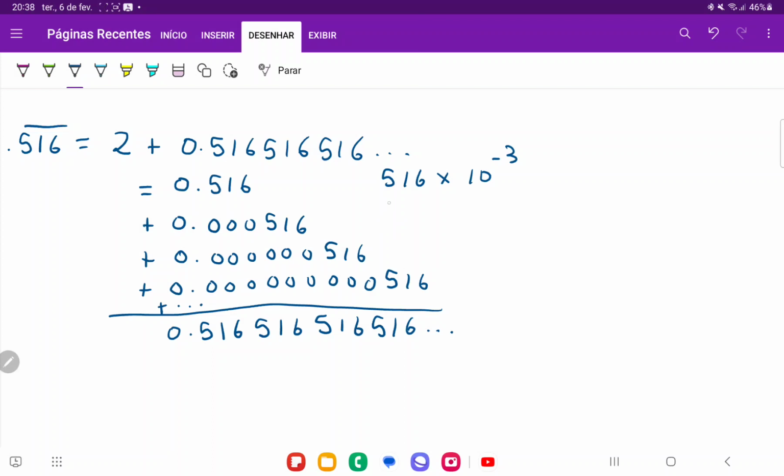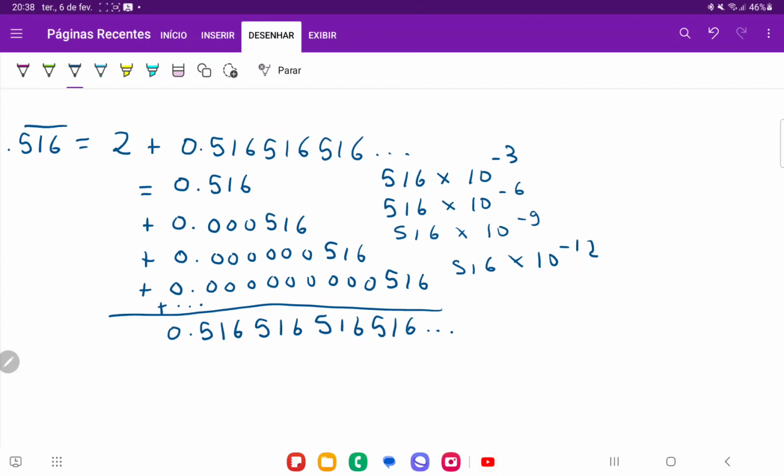The second one is going to be 516, but now we have 6 decimal points. So that's going to be times 10 to the minus 6. The third one, we're going to have 9 decimal points. So 516 times 10 to the minus 9. The next one, we're going to have 516, and since we have 12 decimal points, it's going to be times 10 to the minus 12, and so on and so forth.